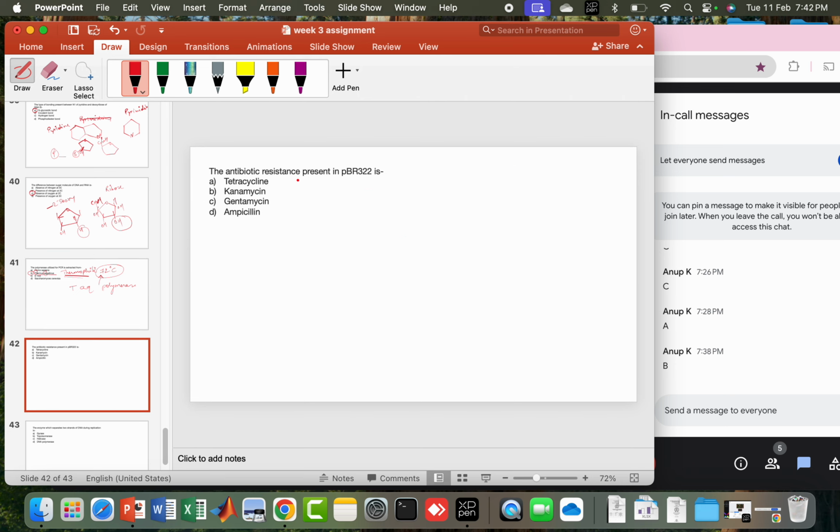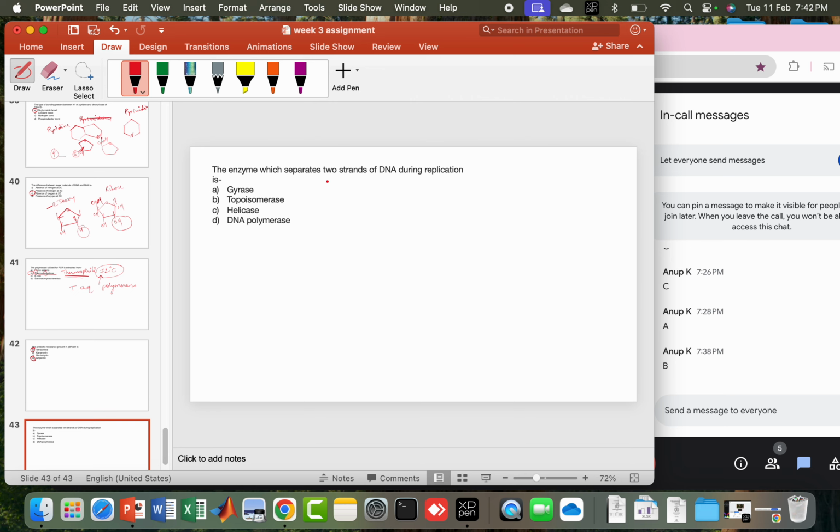Then antibiotic resistance present in pBR322 is, so there are two antibiotic resistance screening genes, selection genes present. One is tetracycline and the other is ampicillin. So both the answers are correct, tetracycline and ampicillin.